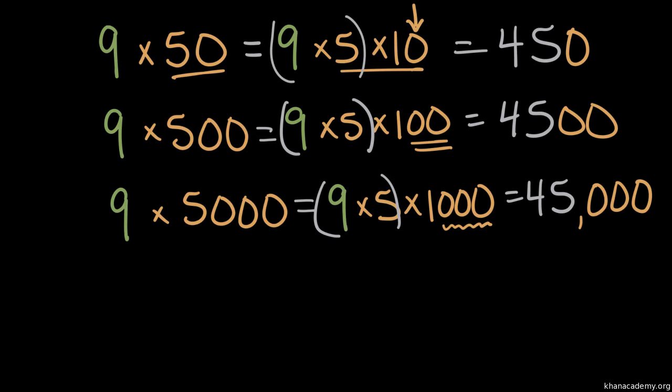And once we know that pattern, we can use it to help us with questions like this, where initially we don't see a 10, a 100, or 1,000, but we can get one. We can break up or decompose these numbers to get a 10, or 100, or 1,000 to help us solve the problem.